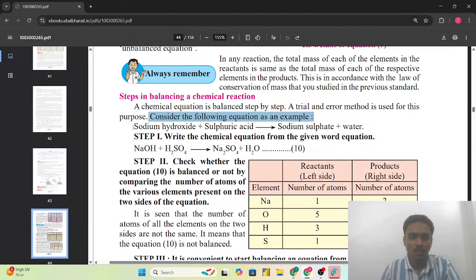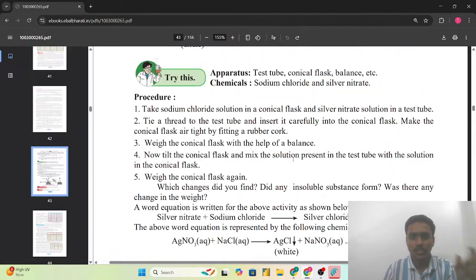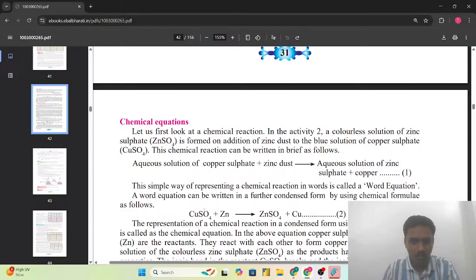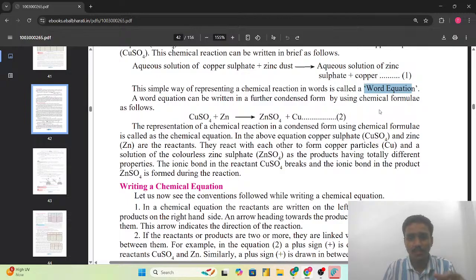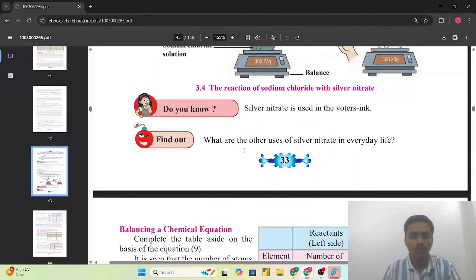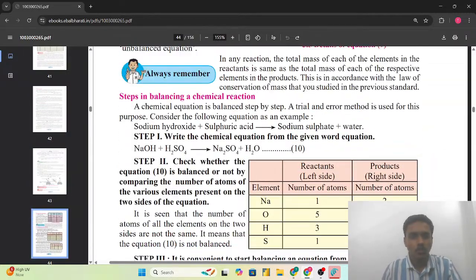तो हमें एक इक्वेशन दी है यहाँ पर, जैसा कि हमने देखा था, there is the word equation and the chemical equation. So if the equation is represented in the form of words, it is called a word equation. And when it is written using the element symbols, then that is called a chemical equation. This we have already studied previously. So a chemical equation is balanced by the trial and error method.